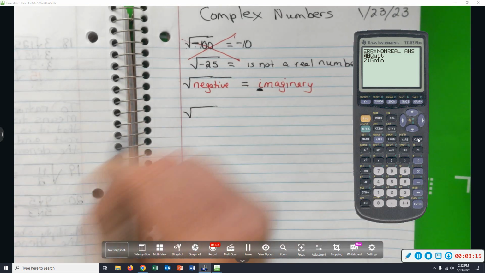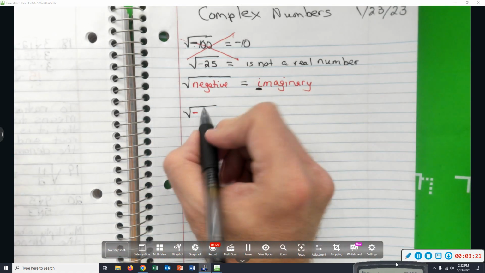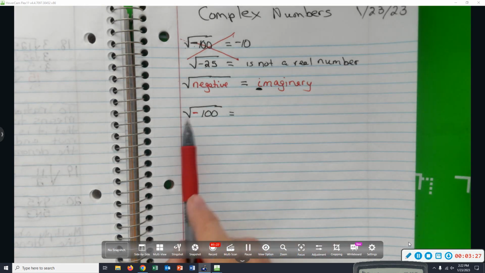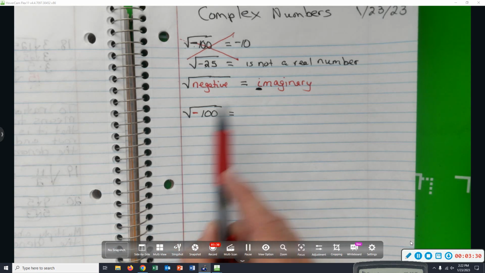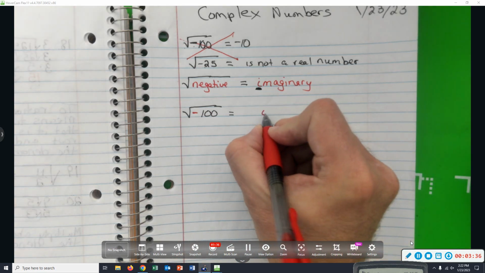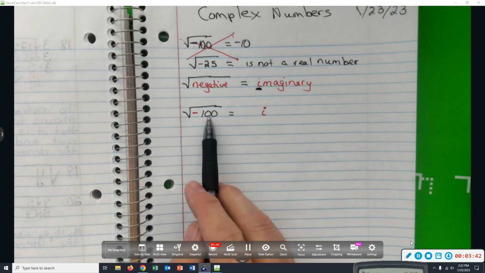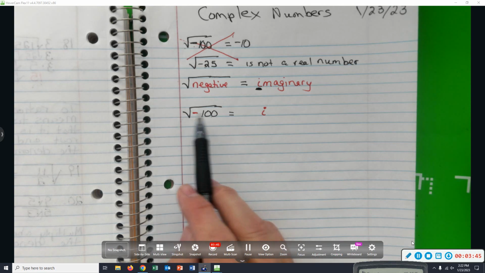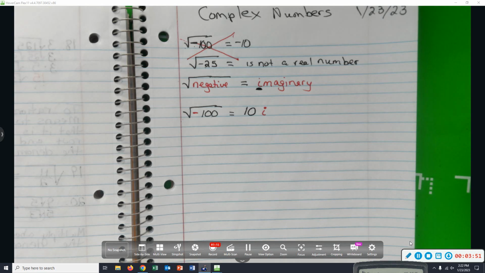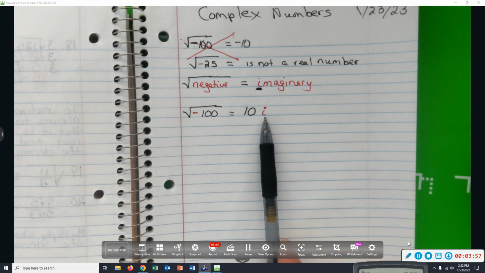Since we started off with the square root of negative 100, why don't we do that one right now? The square root of negative 100. If you're taking the square root of a negative number, then that's an imaginary number. Because of this red negative, I'm going to put a red i right there. And then I'll just simplify the square root of 100 the way I normally would. The square root of 100 is 10. So the square root of negative 100 is not negative 10, it's 10i.